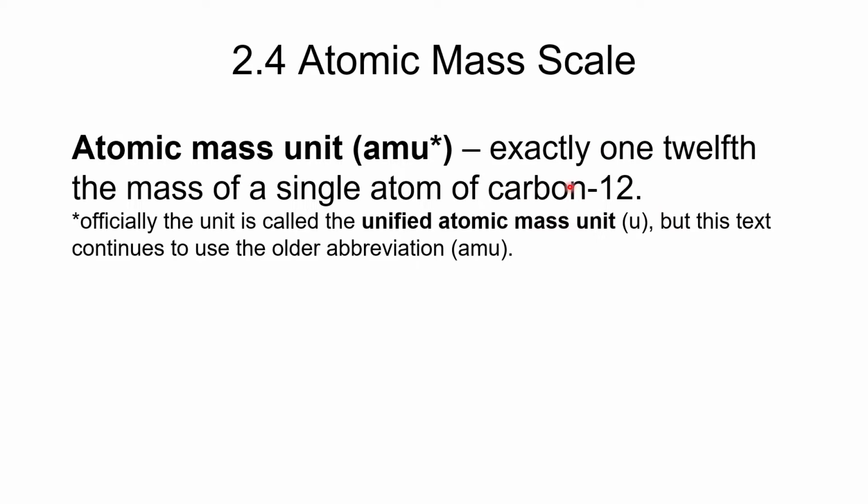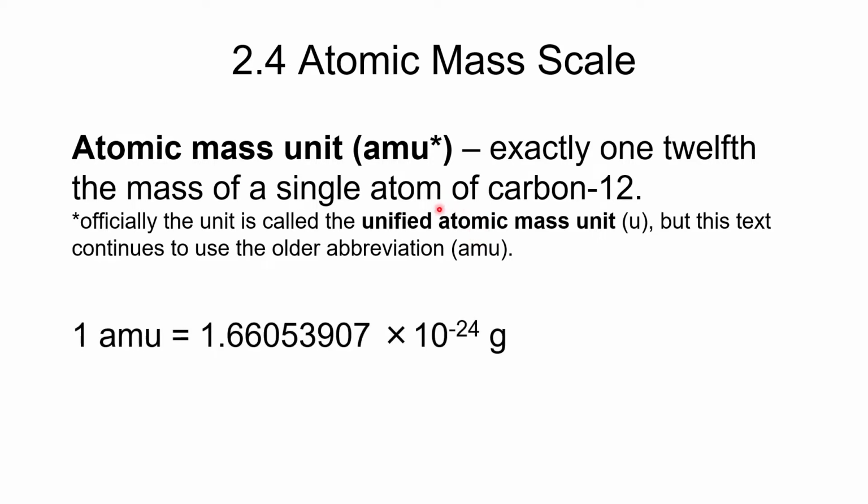Now, a carbon-12 atom has 6 protons, 6 neutrons, and 6 electrons. And if you put those all into an atom and measure its mass, it comes out to exactly 12 AMU. Now, officially, the unit is called the Unified Atomic Mass Unit, and we use the symbol U. But this text uses the older abbreviation AMU, but we're going to just make those interchangeable for purposes of this class.